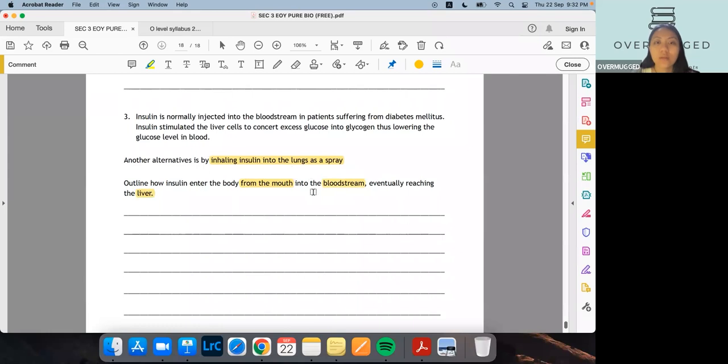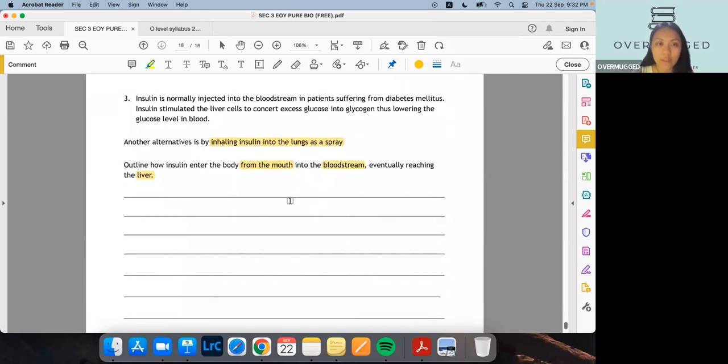I went through this question with my tuition kids. All of them wrote ingesting, like consuming insulin orally. But that's not what they say. They say inhale insulin into the lung as a spray. So you spray in, like an asthma spray, into the mouth. It wouldn't be eaten orally, right? It's from the mouth, enters the trachea.